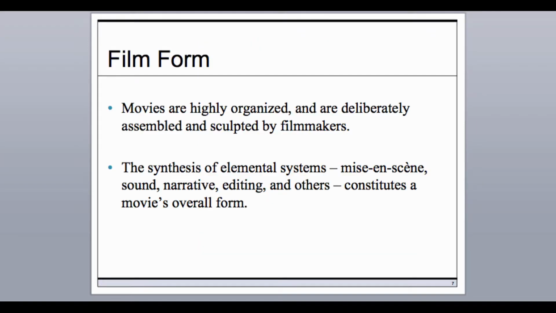Now, film form is very organized. They work on it for quite a while, scripting everything out, mapping out what shots they need, special effects, anything that would create a challenge for them. They need that film form concept before they go out and actually videotape or digital tape or film that segment. So the synthesis of elemental systems: we want to look at mise-en-scène, which will be its own chapter, sound, narrative, editing, and any other elements that were introduced as we watch the film.